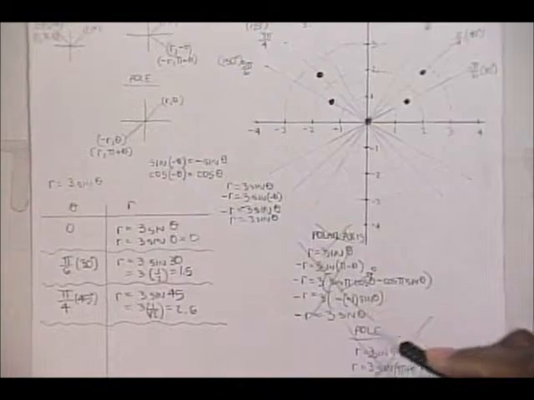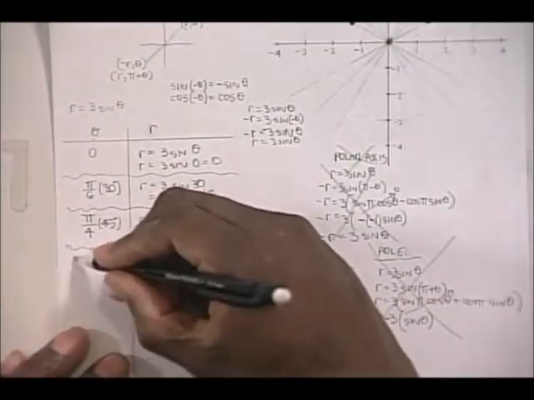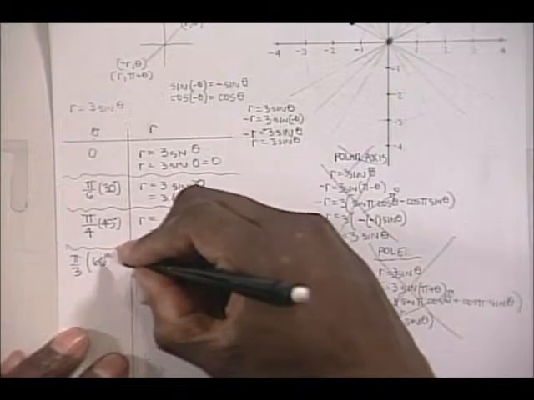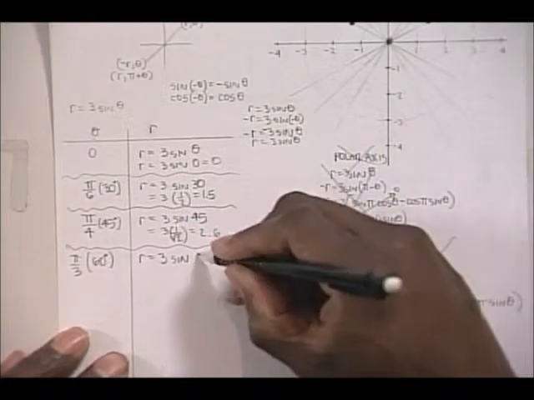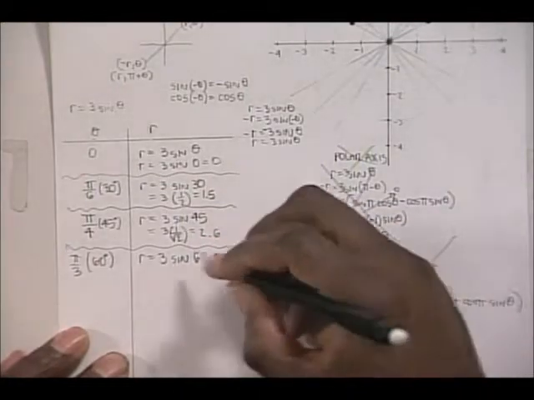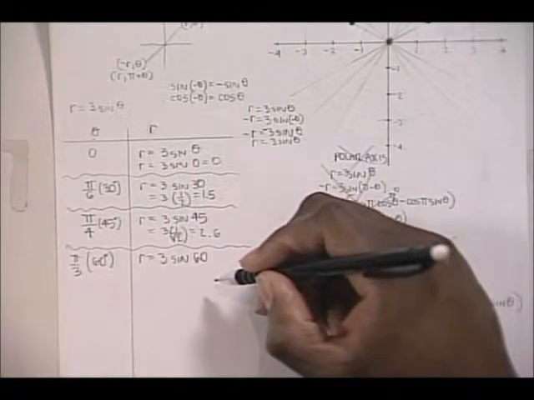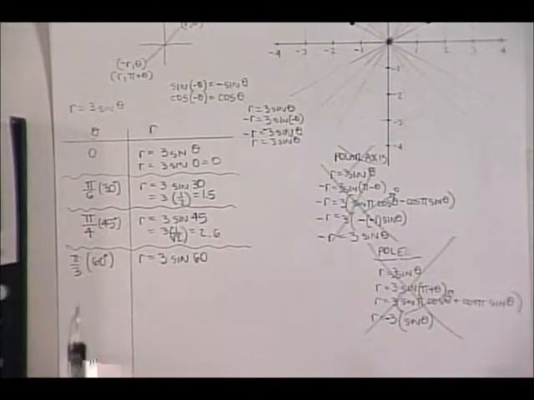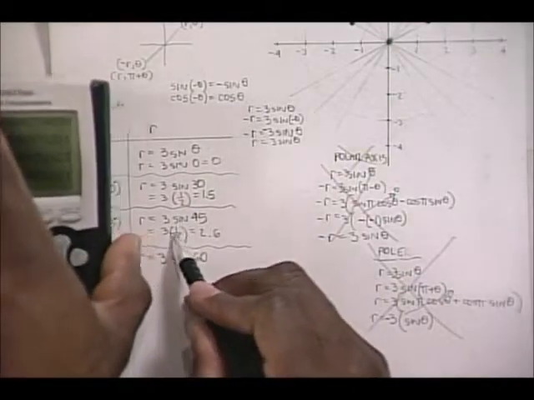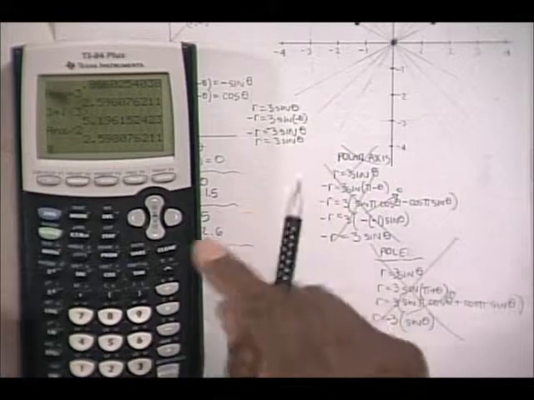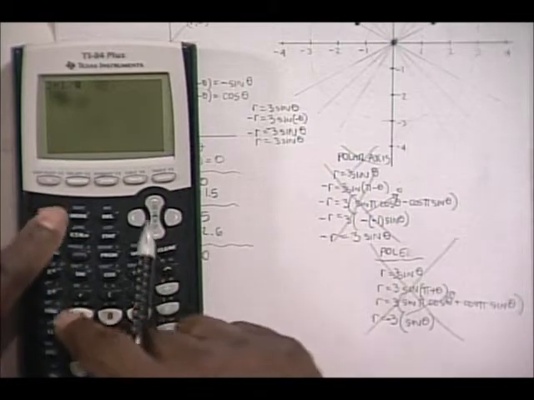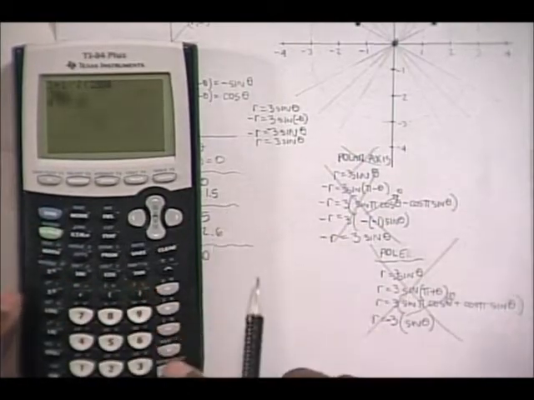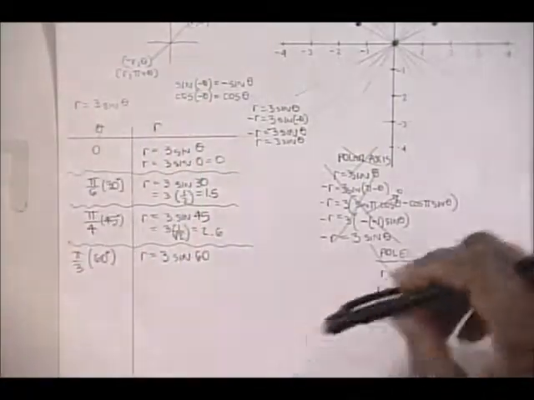All right. So now let's check another angle. Let's substitute in pi over 3, which is the same thing as 60 degrees. Substitute that. R is equal to 3 sine 60 degrees. The sine of 60. Uh-oh. Let me check this one more time. I should have multiplied 3 times 1 over radical 2. I think I might have done the wrong thing here. 3 times 1 divided by square root of 2. I should have plotted 2.1. I really apologize for that.